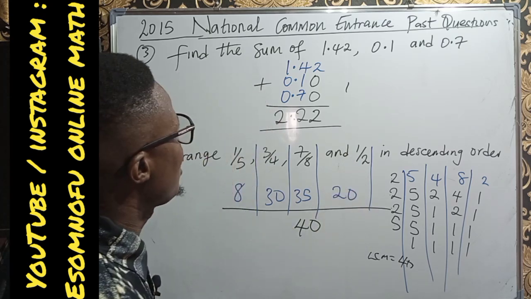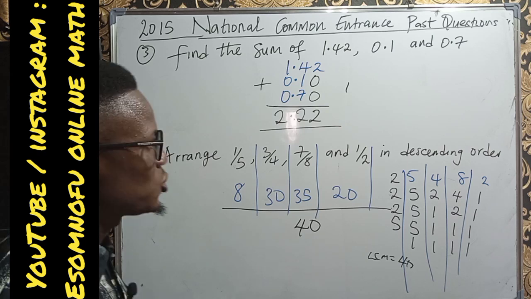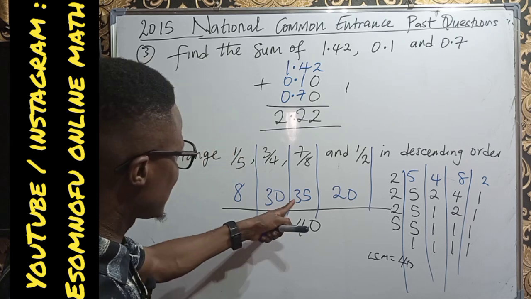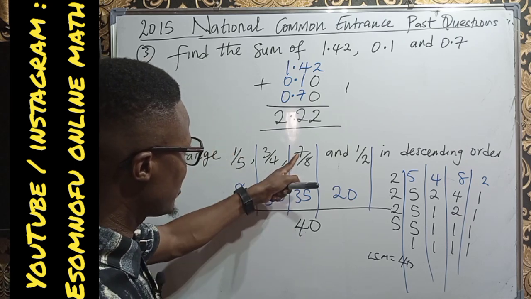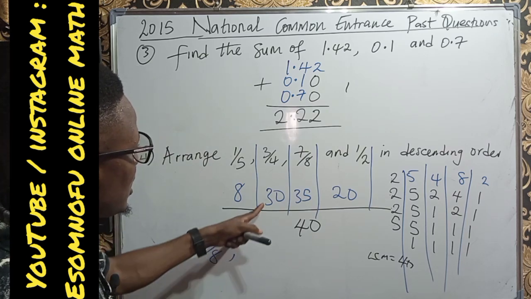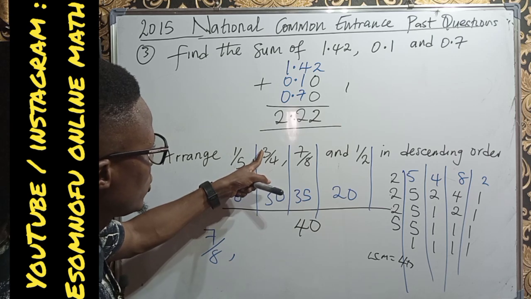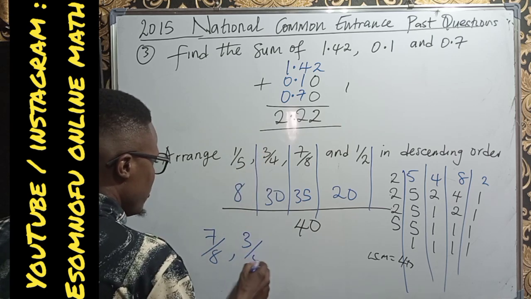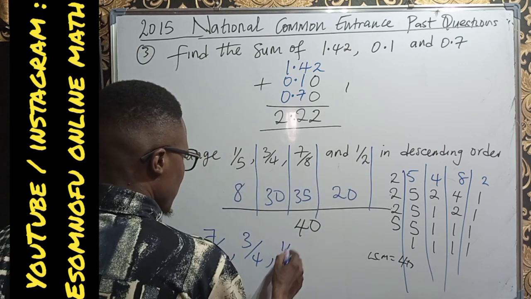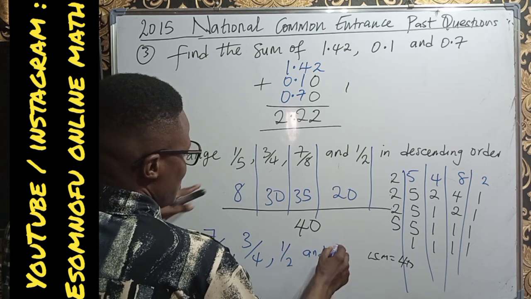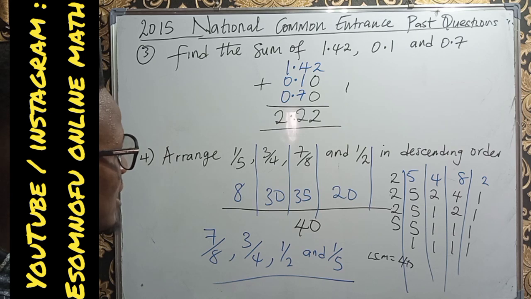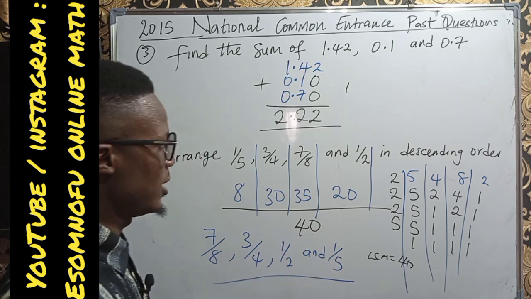And the question says arrange in descending order. Descending order means you begin from the biggest and keep coming down. The biggest value here is 35. And what owns that 35? It is 7 over 8. Hence, you write 7 over 8, comma. The next number is 30. And what owns it? 3 over 4. So we have 3 over 4. The next number is 20. What owns it? 1 over 2. And the last, which is the smallest, 1 over 5. This is the value in descending order. If it is ascending order, we'll start from the smallest and move up.